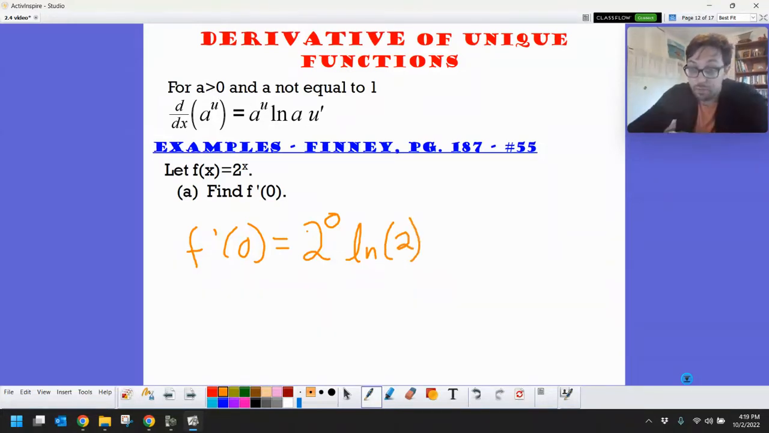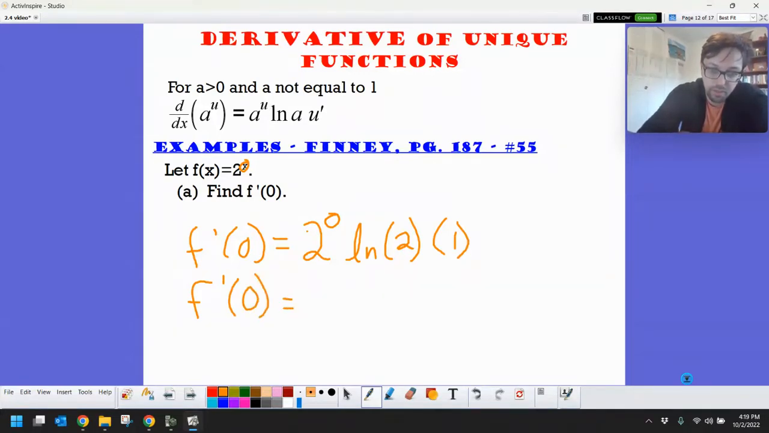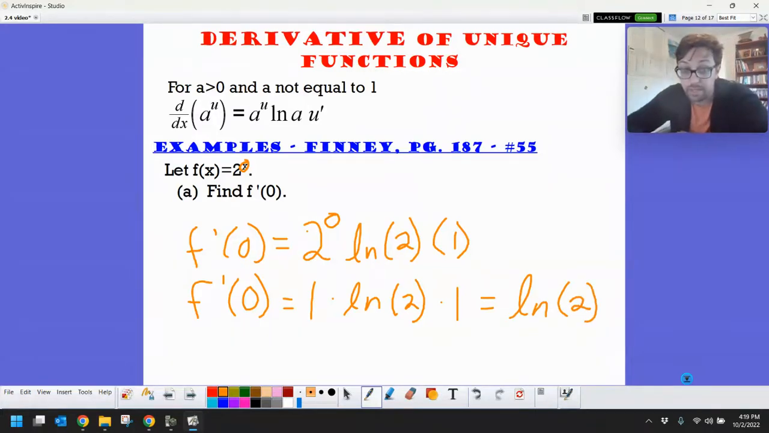And then we need to do the derivative of whatever this exponent is. What that exponent is, in this case, is a 1. So f prime of 0 is 2 to the 0, which is 1, times the ln of 2, which is a constant, times another 1. Well, that's just ln of 2. So the slope of our tangent line at 0 for this function is the ln of 2.